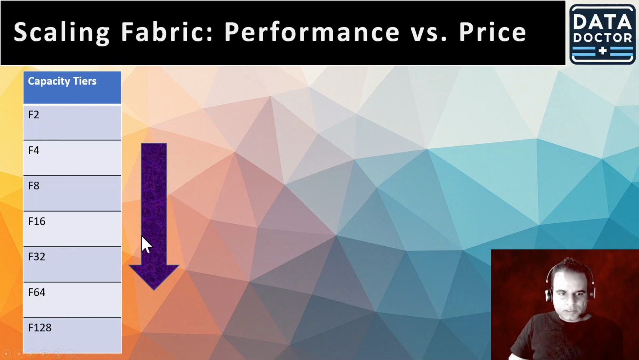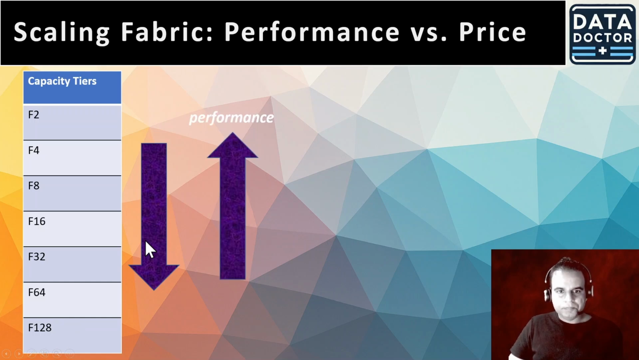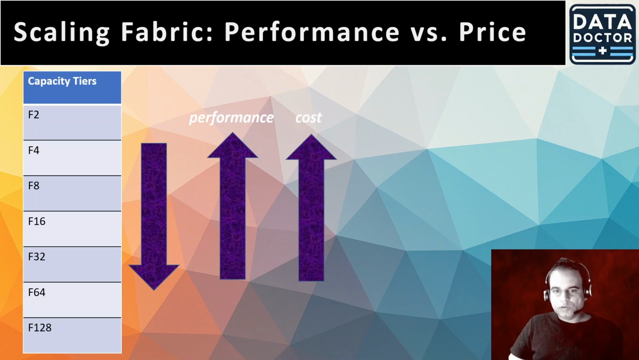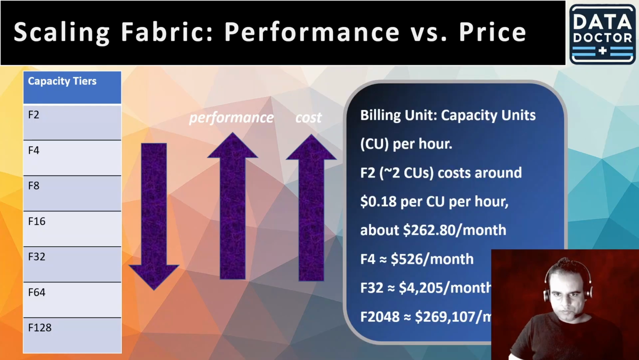So when we increase the capacity numbers, we actually increase the performance. But with this performance increase, cost increases, and it really can increase rapidly. So we have to watch out for that. If we go into a bit of detail, the billing unit is the capacity units per hour, as we mentioned, this is per hour in Fabric. F2 actually refers to approximately 2 capacity units, and it costs around $0.18 per CU per hour. This gives you approximately $262 a month.